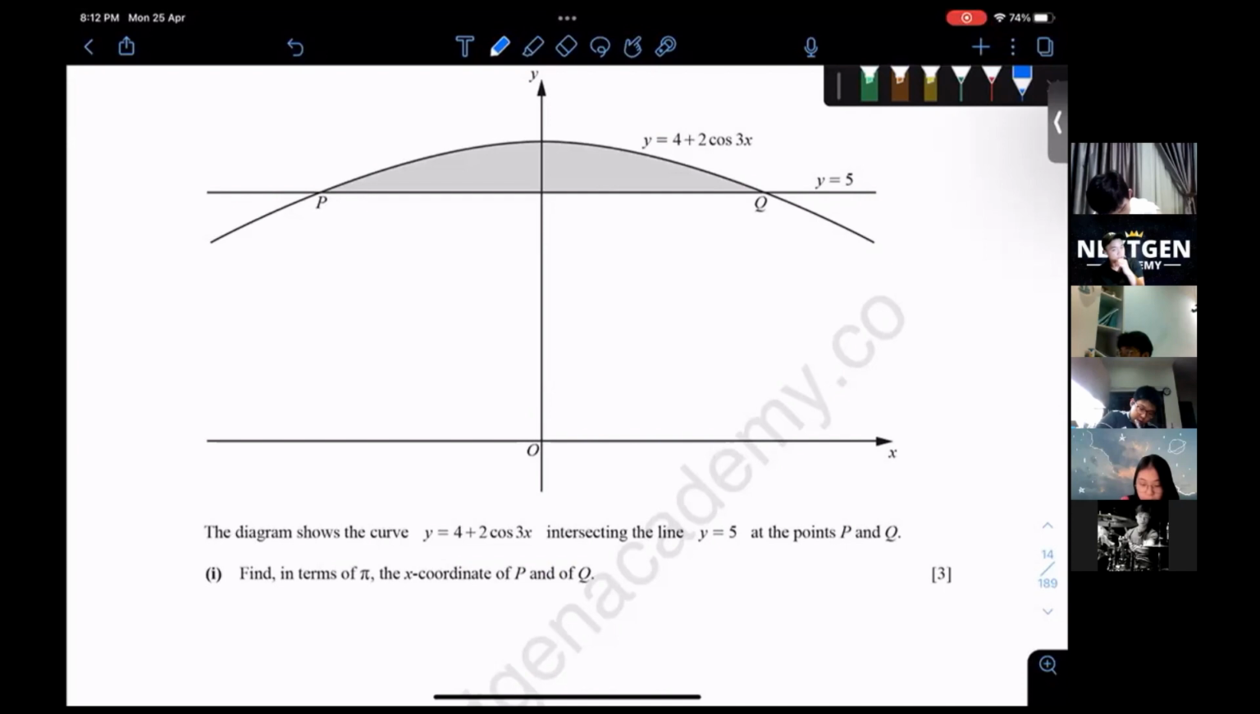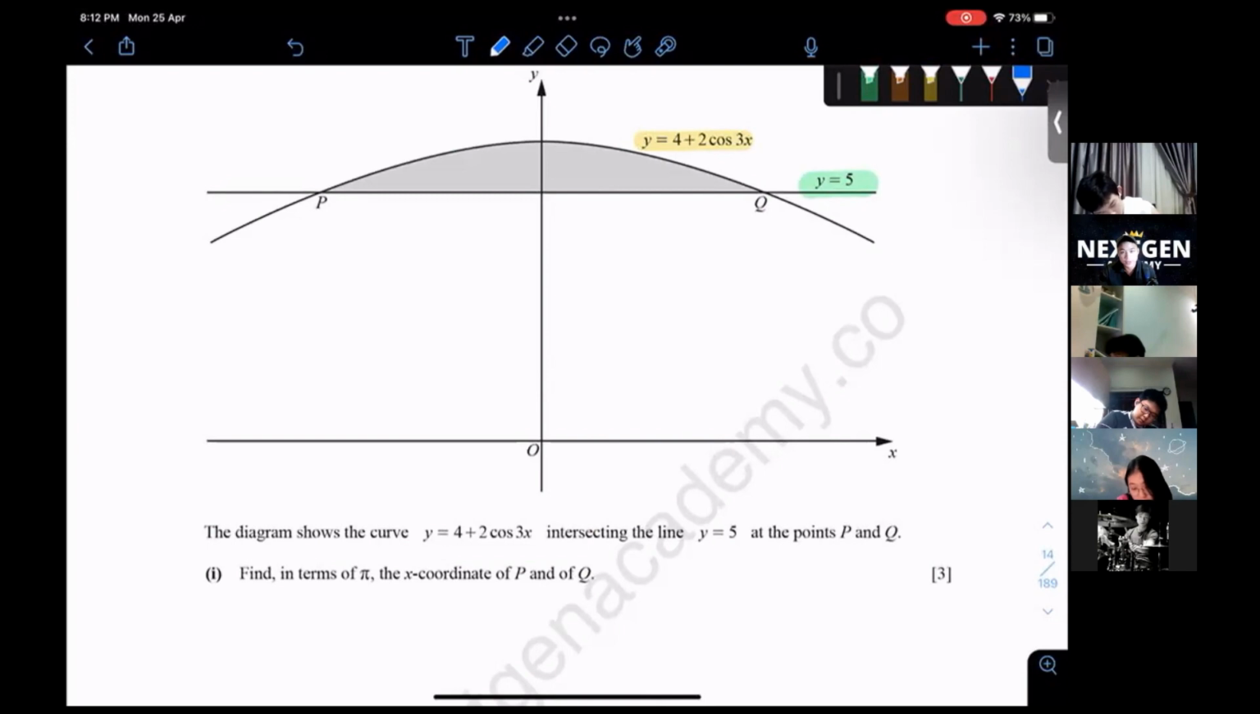Even if you don't know, you just go and do simultaneous equation. They will normally give you 2 equations. So you see in this question, they give you y equals 4 plus 2 cos 3x, and then y equals 5. Go and find the point of intersection first. That's what they will ask you to do.